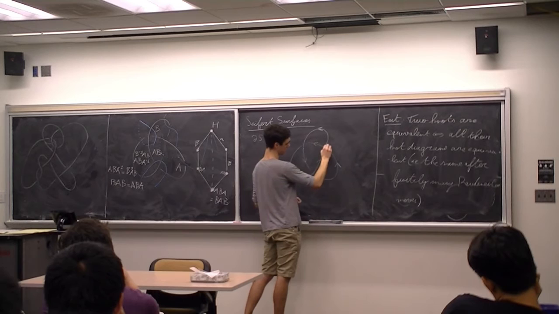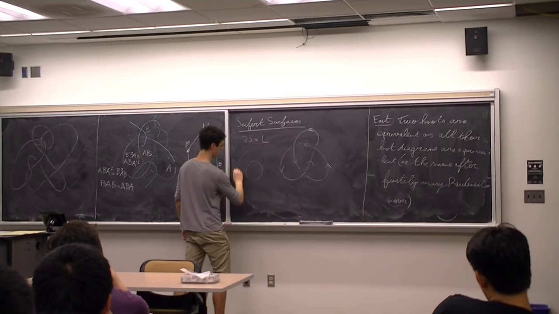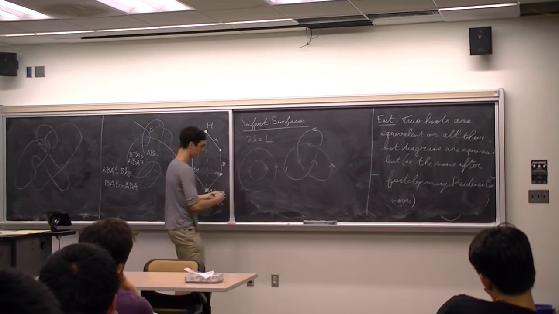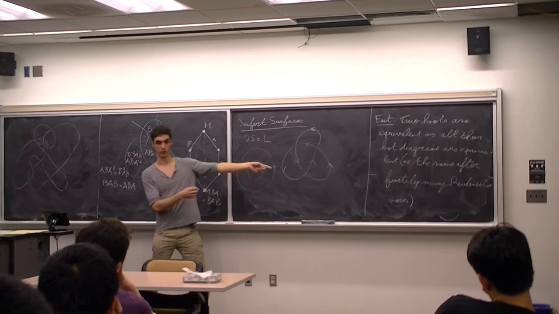So I end up with two disks. Don't think of this as R3 so much. Think of it as one disk here, and the other sitting somewhere on top of it. Now I have to glue the two disks in the right way, such that the surface I get has as its boundary the knot I started with. And again, the recipe is always the same, whatever knot you have.